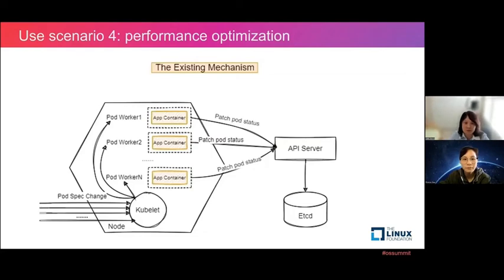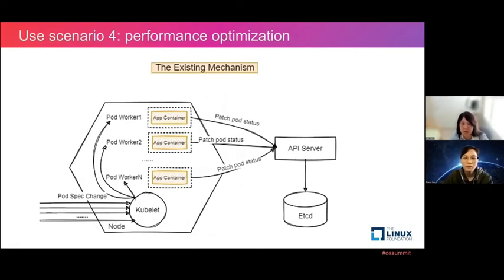And the fourth use case is performance optimization. Without elastic pod, if an application container spec changes, there will be multiple pod spec change requests sent to the Kubelet component. And the Kubelet component will send multiple messages to the pods. Basically, it sends one message to each pod. But suppose we have 10 application containers, which map to 10 pods, then there will be 10 pod spec change messages sent to the Kubelet. And the Kubelet will send 10 messages to the 10 pod workers.